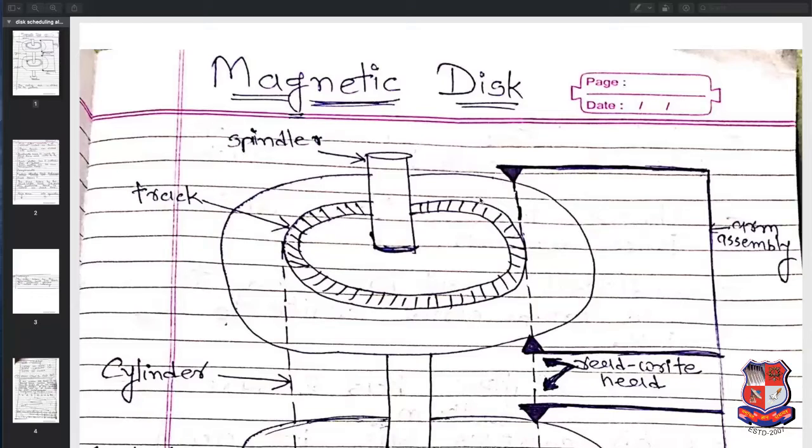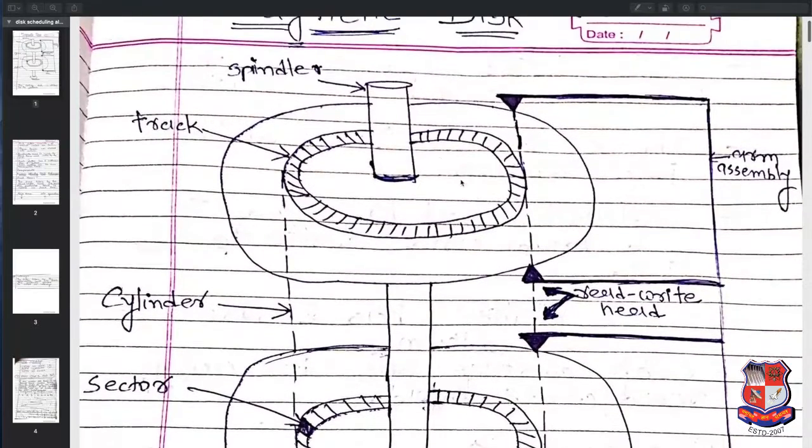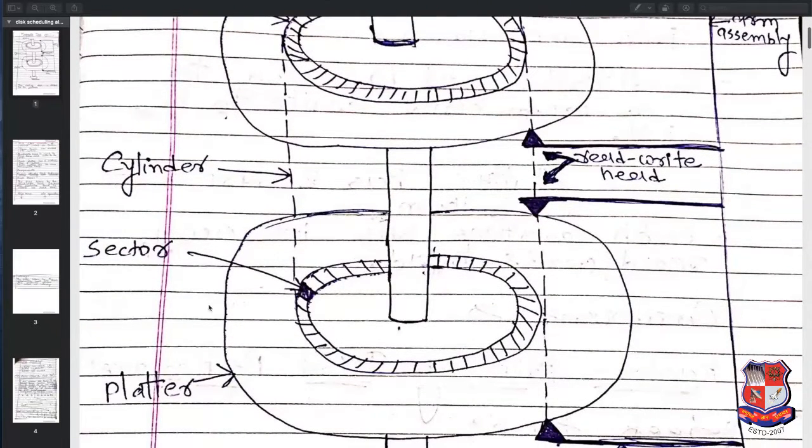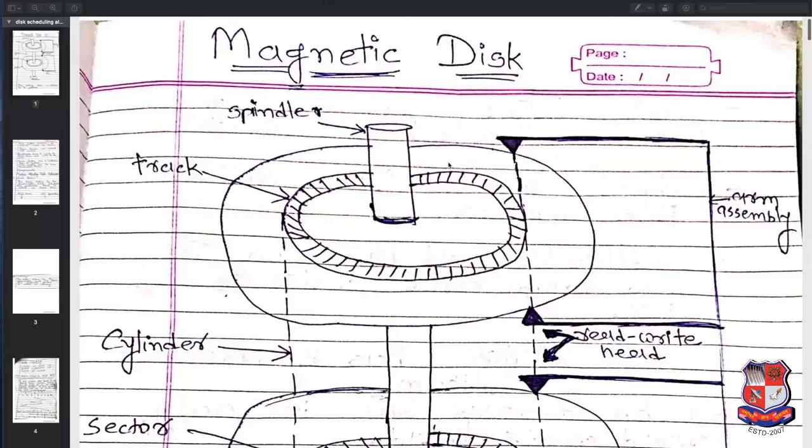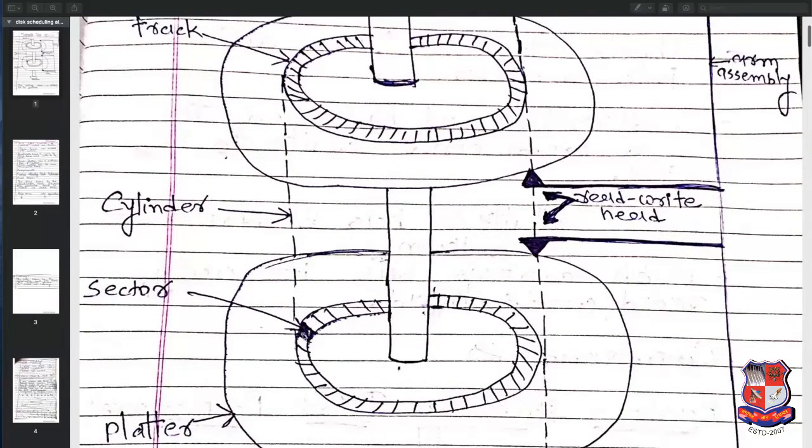Okay. So based on this diagram, in the middle it's a spindle rod. And this portion is also called platter, and the platter is divided into a number of partitions. Each and every partition is called a track, and a track is divided into different parts. Each and every part is also called a sector.